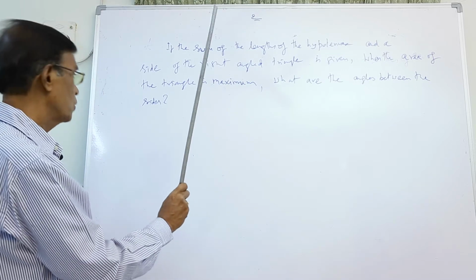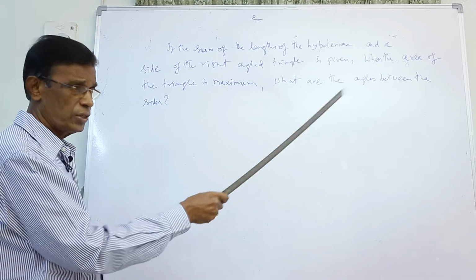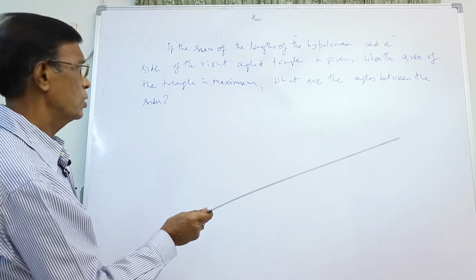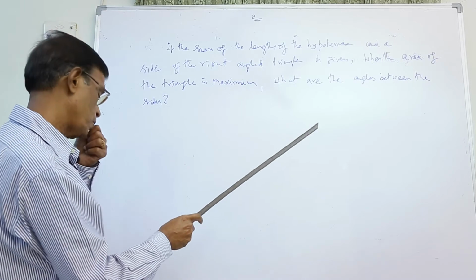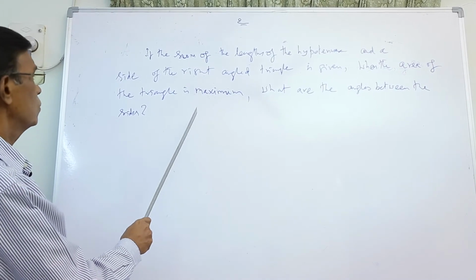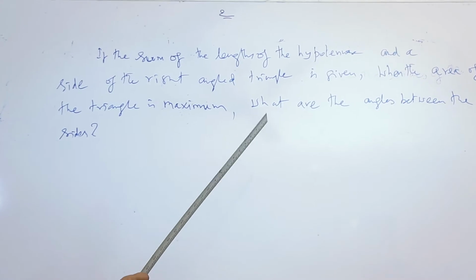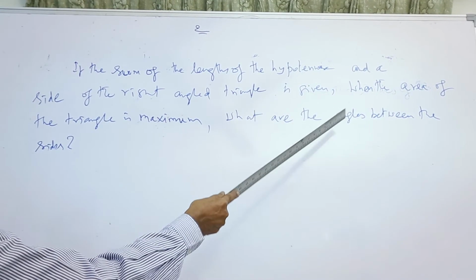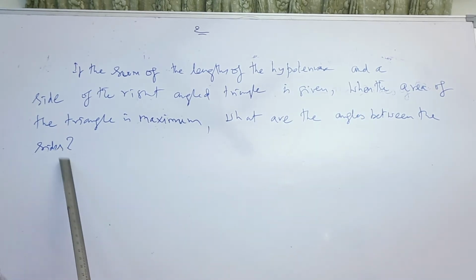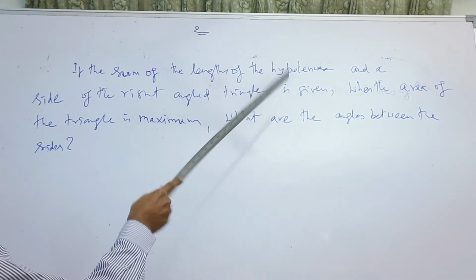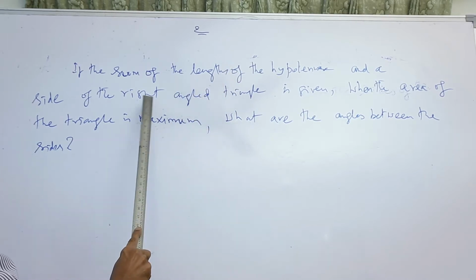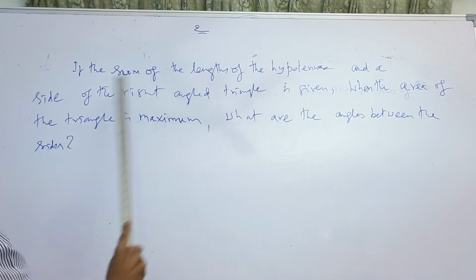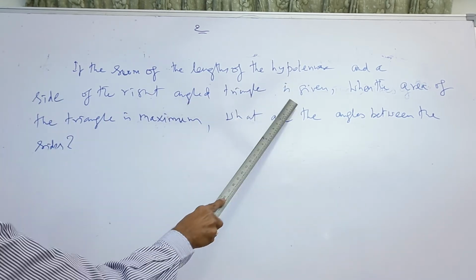Now what is the unknown, or find? As I just gave you the glimpses of how to attack the problems, how to solve it. Now what you understood? The one thing is, given that, see, the unknown is the angles between the sides. Then what is the data given? The data given is a right angled triangle, and the length of the hypotenuse and a side is given.